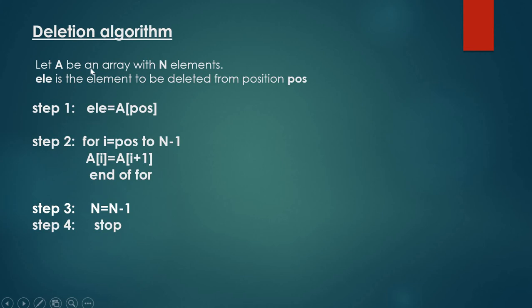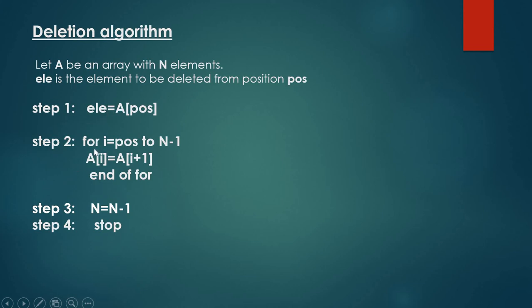Deletion algorithm. Let A be an array with n elements. ELE is the element to be deleted from position POS. For the deletion algorithm, there are 3 steps. First step: we need to copy the element from the position to one variable ELE. Second step: we need to shift the subsequent elements to one lower order position. Third step: we need to decrement the number of elements by 1. Step 1: ELE is equal to A of POS, which means we are copying the element from POS to the variable ELE.